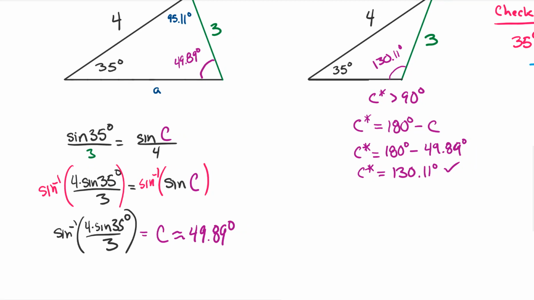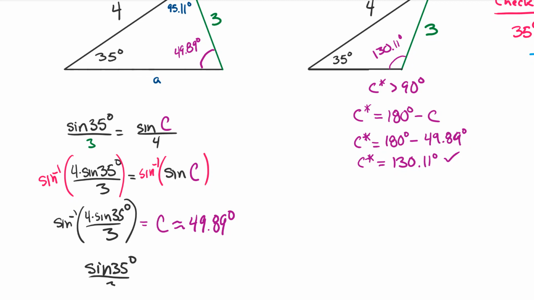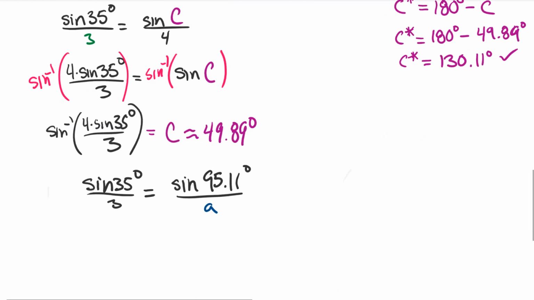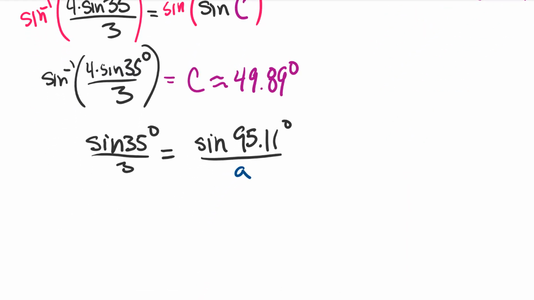We set up our ratio as always. We have sine of 35 over that 3 is equal to sine of that 95.11 degrees all over that A we're looking for. Now we do a little cross multiplication. I'm going to speed up here. I'm assuming you're starting to catch the steps.